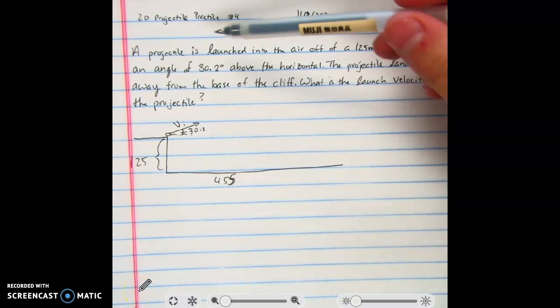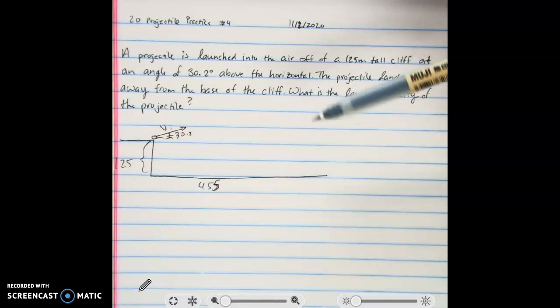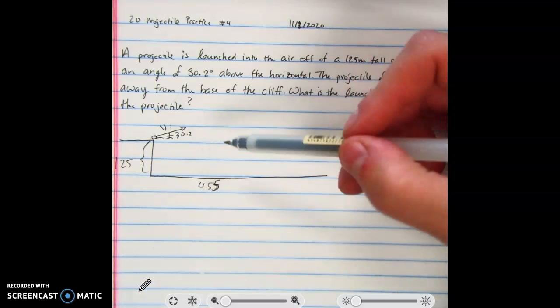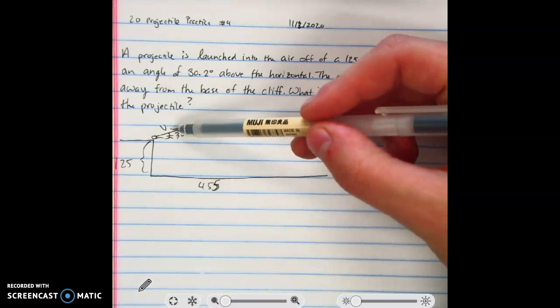All right, hi everybody. So today we're going to look at another projectile off a cliff, slightly different than what was posted yesterday. So no quadratic formula today. We're just still going to kind of do that. The goal of today is going to be trying to find this launch velocity.